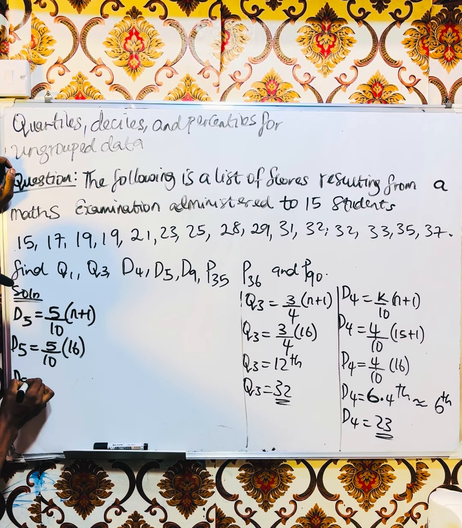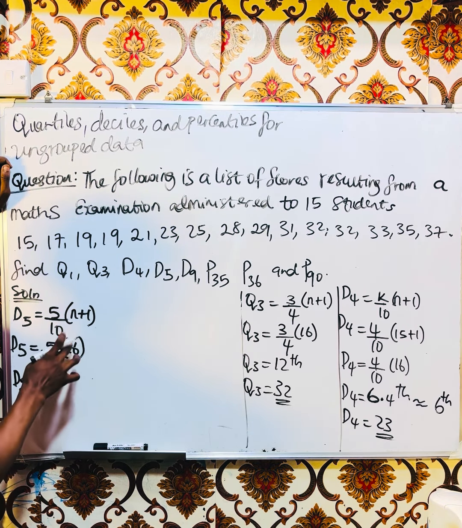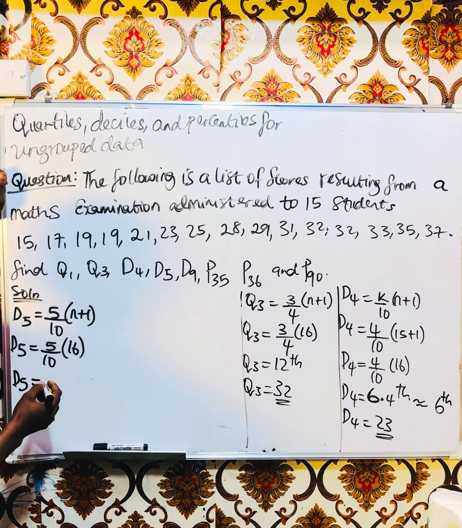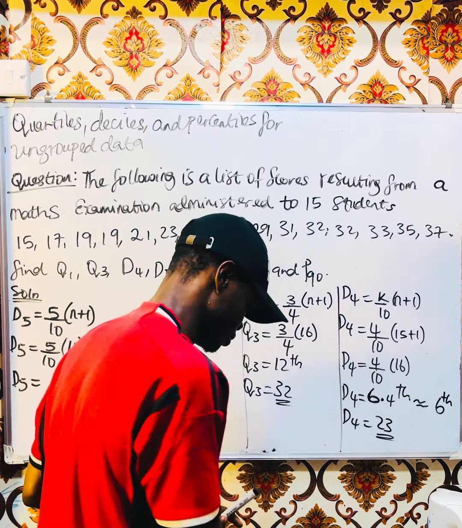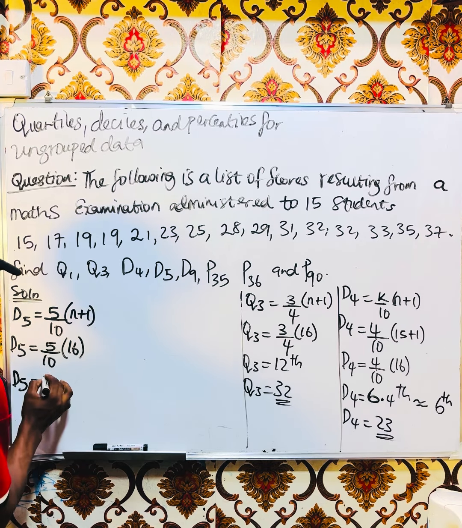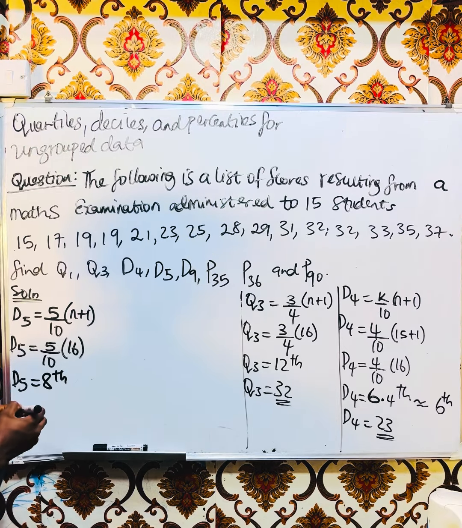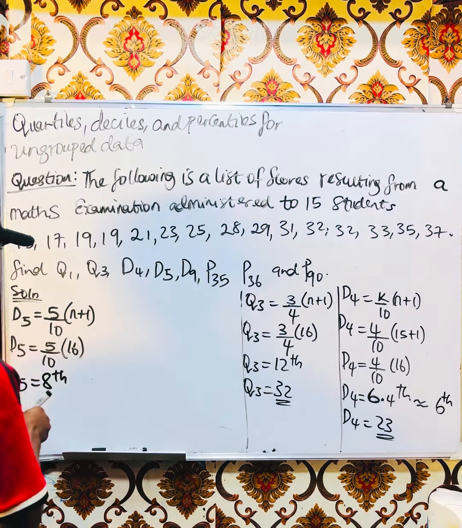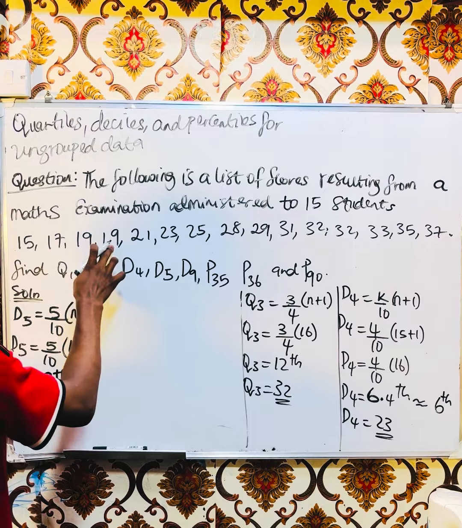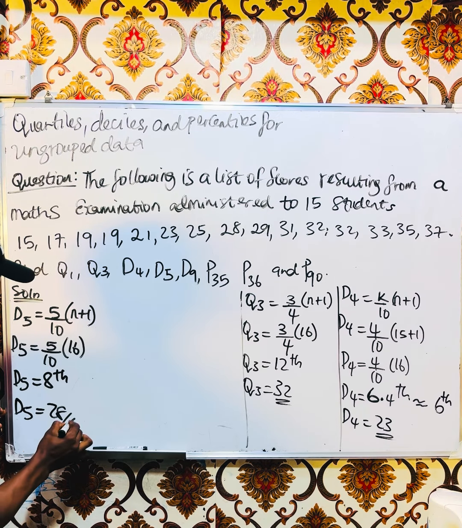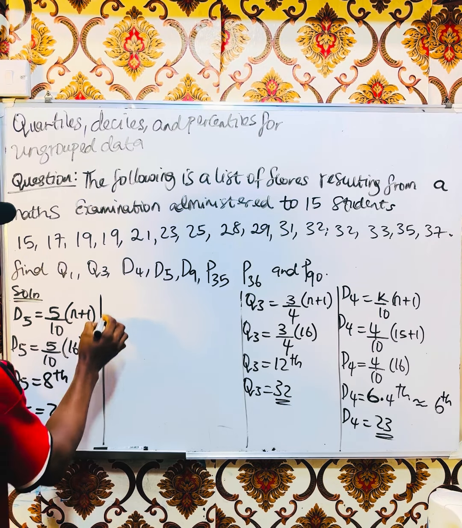So we are going to have D5, you know how we got our n, the total number of items, which is 15, we add it to 1, right? So we are going to have 5 times 16, which is 80, divided by 10 is 8. We are going to have D5 in the 8th position. So let's go 1, 2, 3, 4, 5, 6, 7, 8, 28. D5 is 28. Answer. So let's look for D9.